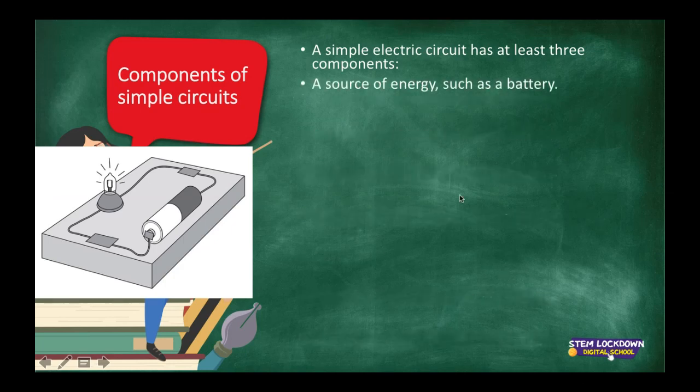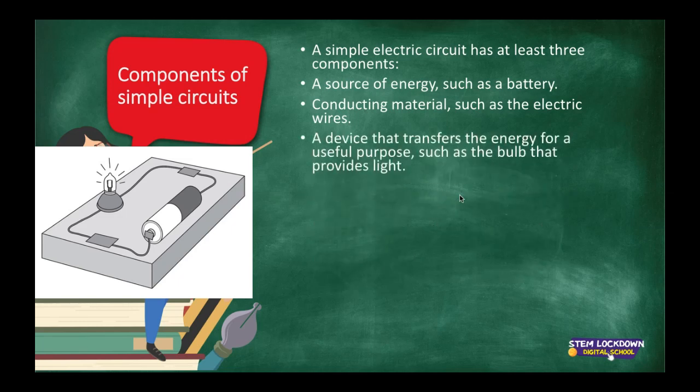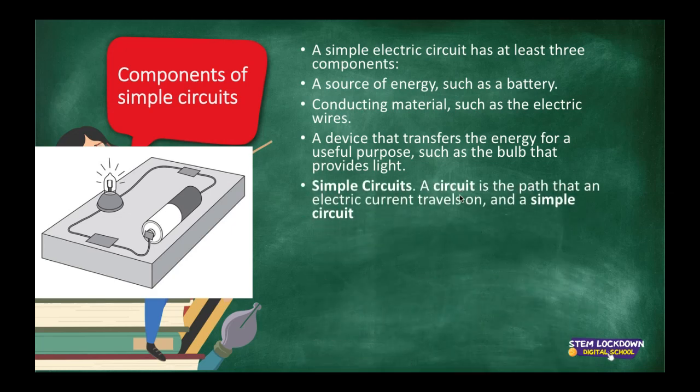All right, so a source of energy such as a battery. So now we know that there are 3 components. First one is a battery. Conducting materials such as electric wire. This is very, very similar, in fact it is the very same as the previous slide as to the components of a simple circuit. And a device that transfers the energy for a useful purpose, such as the bulb that provides light. So those 3 components are a battery, electric wires, and a device.